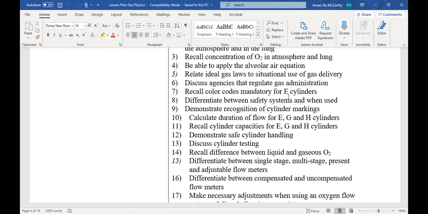One of the safety mechanisms is color coding, all right? Oxygen cylinders are green in the United States. Everywhere else in the world, they're white, okay? Everywhere else in the world. But that's just one of the safety systems. Demonstrate regulation of cylinder markings. There's certain things that's written on the cylinder on the front, some on the back.